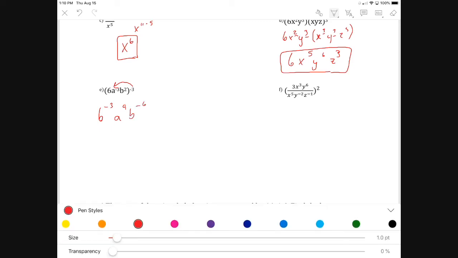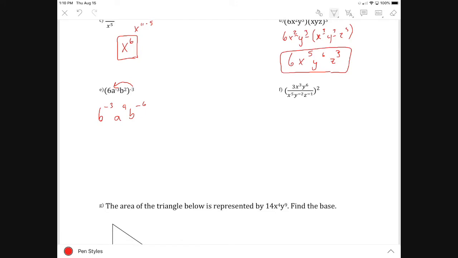Now, you're going to look at this and say, okay, we're done. But we talked about this. Simplifying means we don't need negative exponents in the top. We don't want to see negative exponents. That means we're going to shift things around. So we're going to have a to the ninth because that's positive, and then we're going to drop the negatives down to make them positive. 6 to the third, b to the sixth.